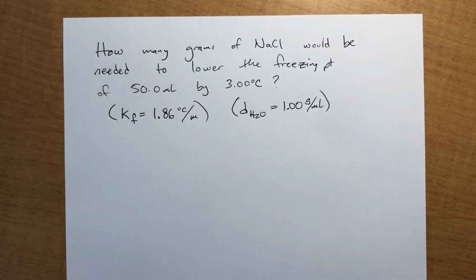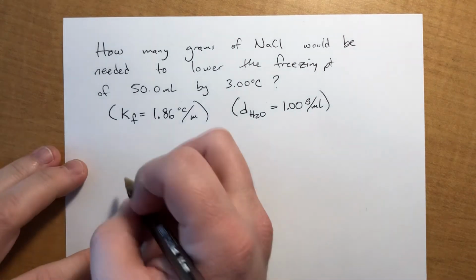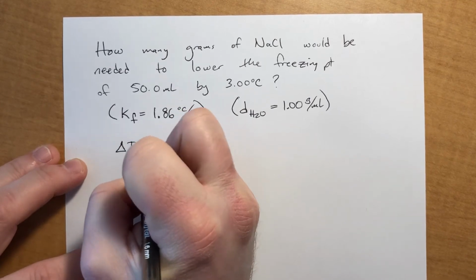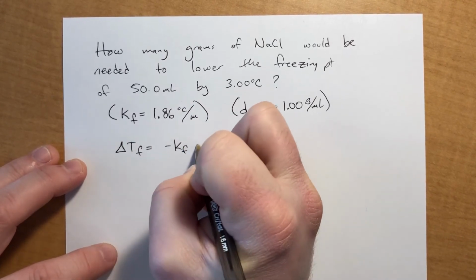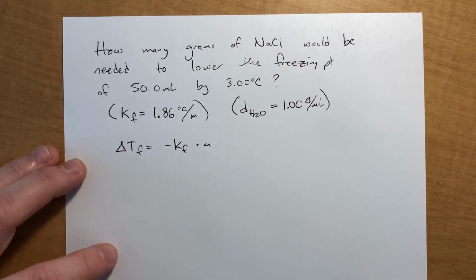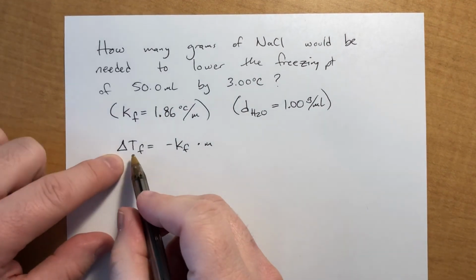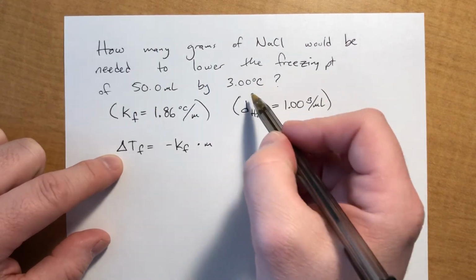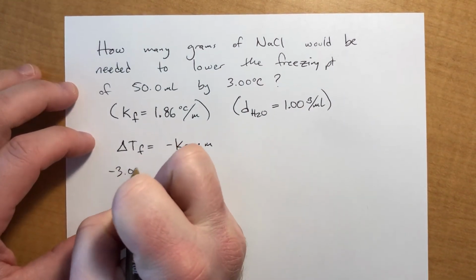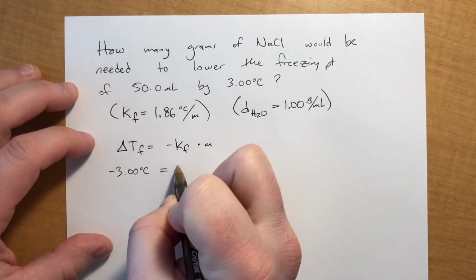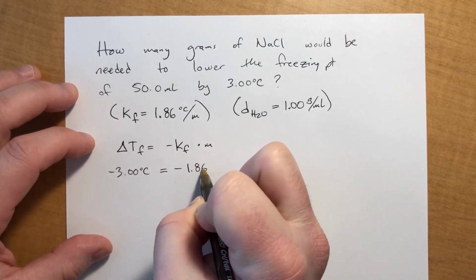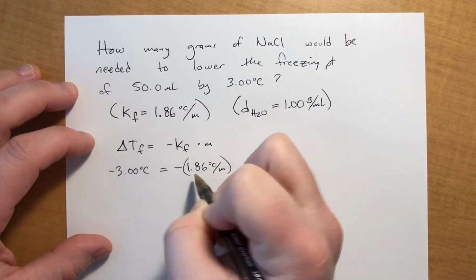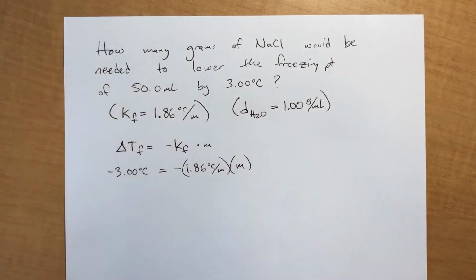So basically, we need to solve for m and then figure out how to solve for that molality. So this equation, delta Tf equals negative Kf times m. Well, delta Tf is basically negative 3 degrees Celsius. It's going to lower it by 3 degrees. Negative Kf is negative 1.86 degrees Celsius per molal. And m is what we're solving for.